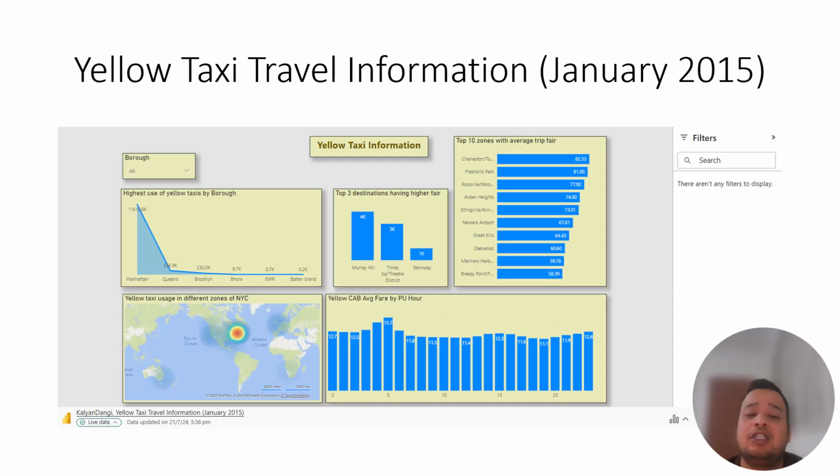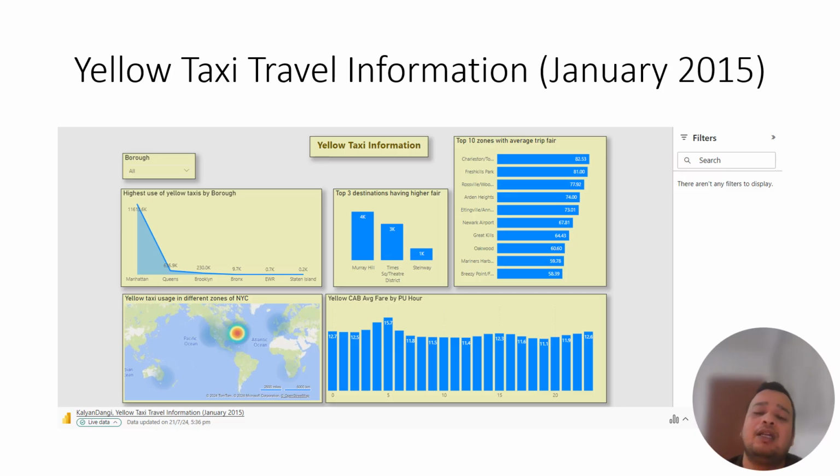Now we will explore the data on the yellow taxi travels for January 2015. We have used here 6 different visuals: slicer, area chart, heat map, cluster column chart, and also a cluster bar chart. These visuals were chosen to enhance our data analysis and visualization.